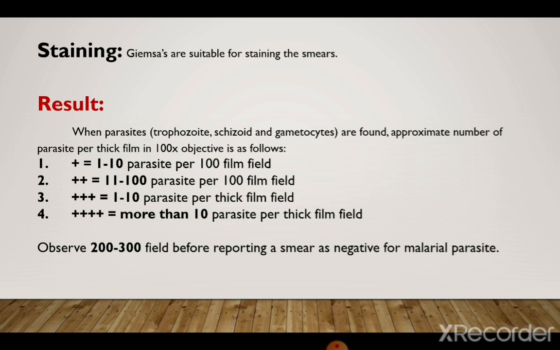Now next is staining. Giemsa stains are suitable for staining the smears. How do we interpret the results of thick and thin smear? When the parasites are found, the approximate number of parasites per thick film in 100x objective is as follows. One positive means 1 to 10 parasites per 100 film fields. Two positives means 11 to 100 parasites per 100 film fields. Three positives means 1 to 10 parasites per thick film field. Four positives means more than 10 parasites per thick film field. You are supposed to observe 200 to 300 fields before reporting a smear as negative for malarial parasite.